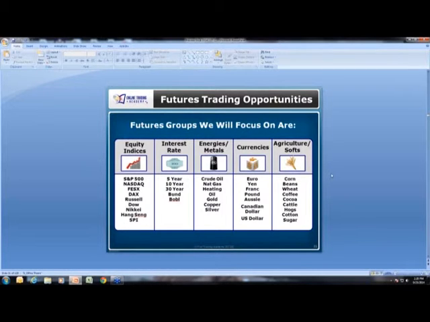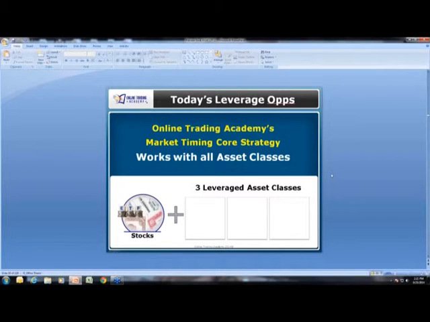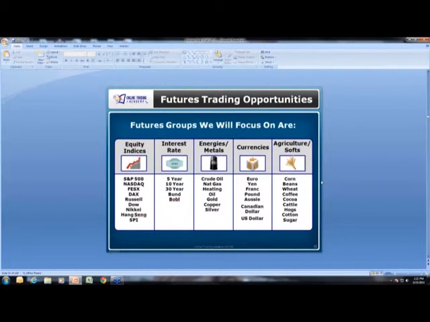So we were rather bold and heroic, I think, in taking the time to get our core strategy patent, because we did this to protect the intellectual property so that the graduates of Online Trading Academy could use it to make high probability trading opportunities. Now, we use our core strategy to trade stocks, bonds, options, currencies, and futures.